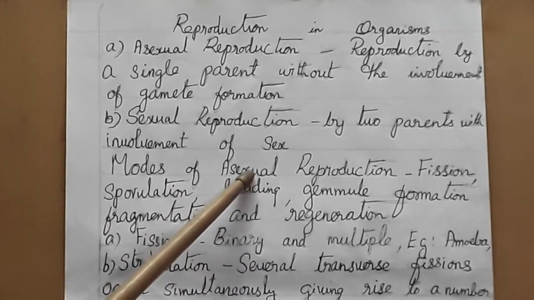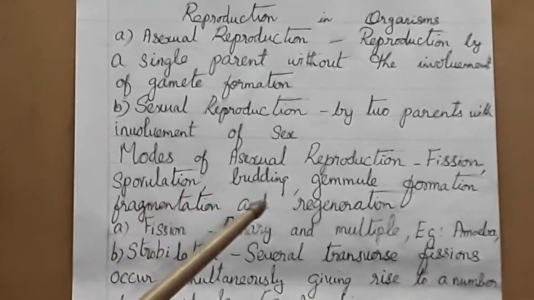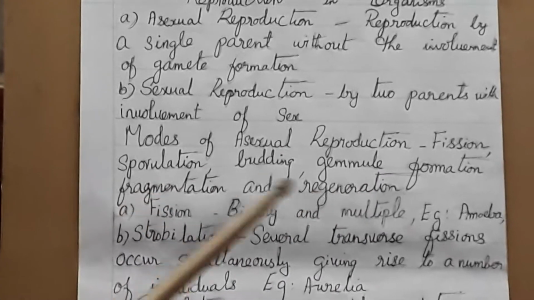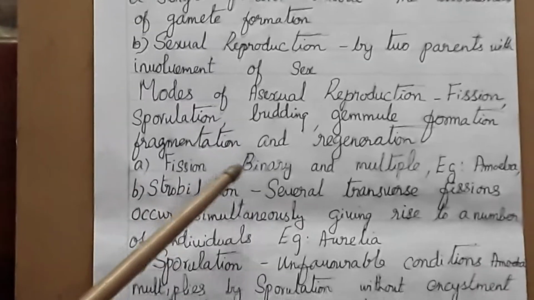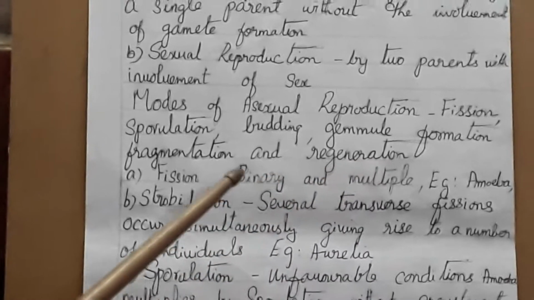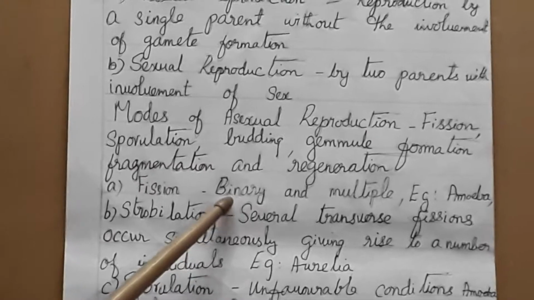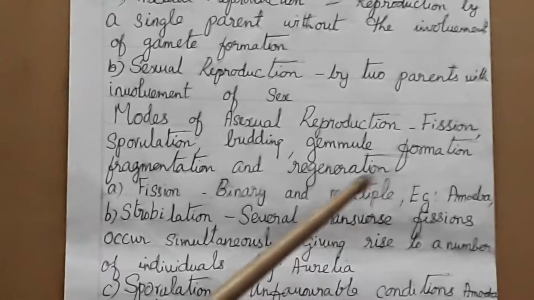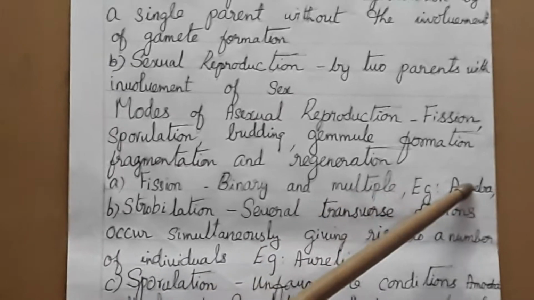Different types of asexual reproduction: fission, sporulation, budding, gemmule formation, fragmentation, regeneration. Fission has two types: binary fission and multiple fission. When the animal's body is divided into two halves, it is called binary fission, and when it is divided into many fragments, it is called multiple fission. Example, amoeba.